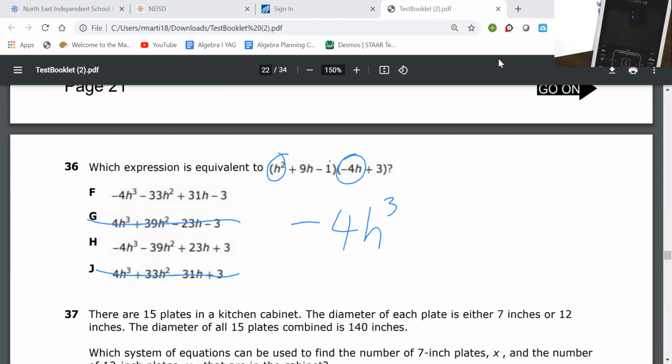Now look at the last numbers. Negative 1 times positive 3. You multiply them together, you get negative 3. There's negative 3. There's not negative 3. There, your answer is F.